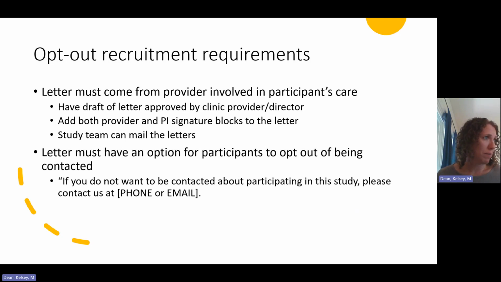And also a requirement of the opt-out letters is there has to be an option for the parent or the participant to opt out of being contacted. So typically we have a line in the letter that says, if you don't want to be contacted further about participating in the study, please just let us know, and then we leave our phone number or email or whatever way you would like for them to reach out to you.